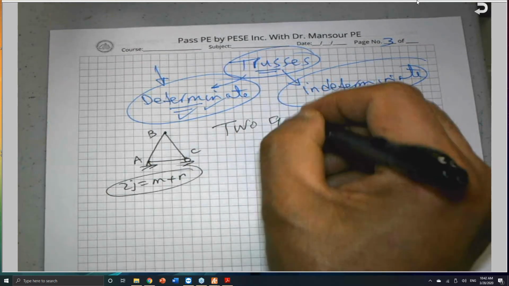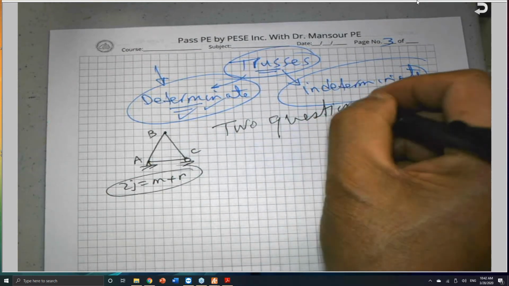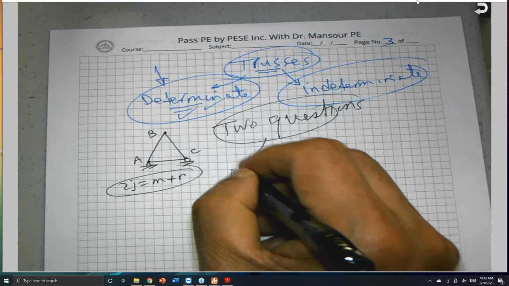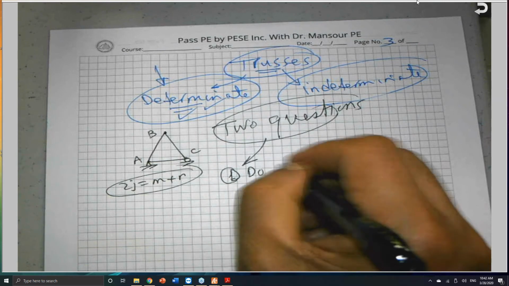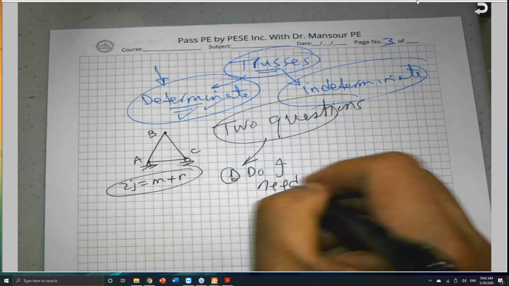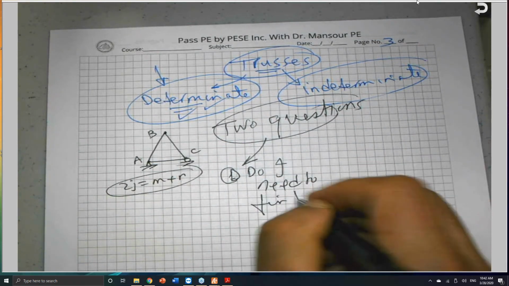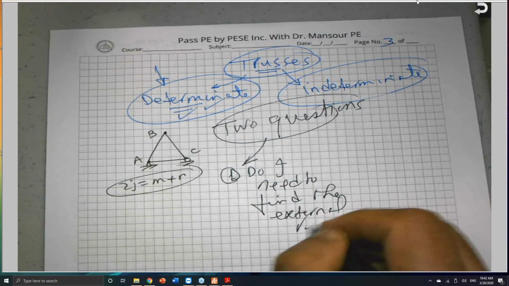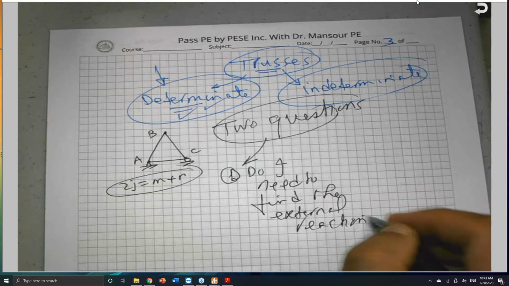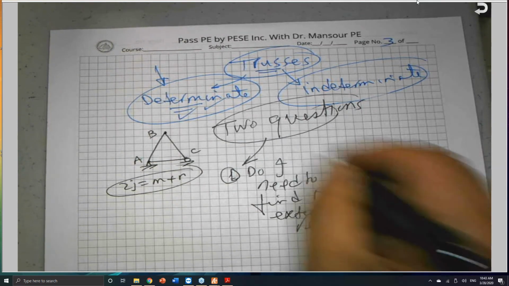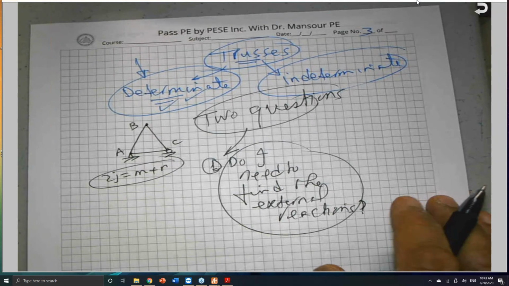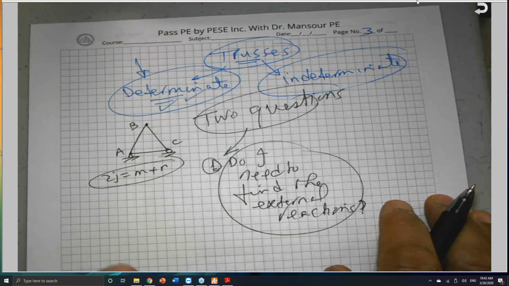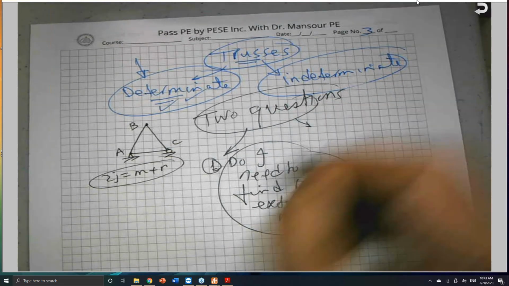Two important questions. Number one, do I need to find the external reactions? Not necessarily in every truss problem do you have to find the external reactions in order to find the unknowns, or what is being asked.